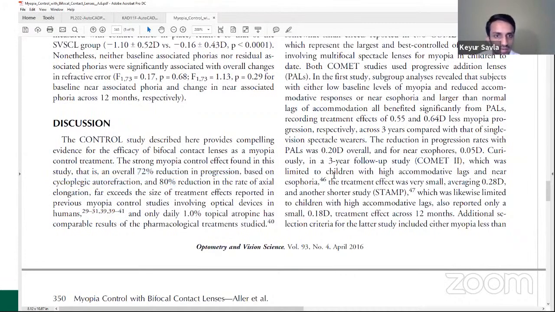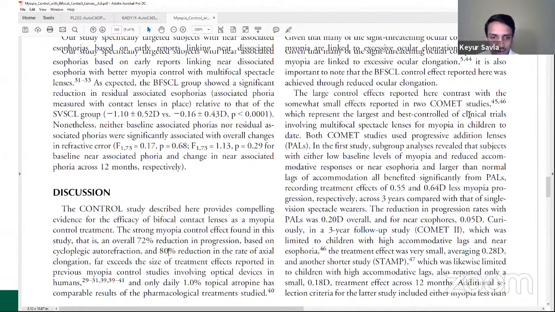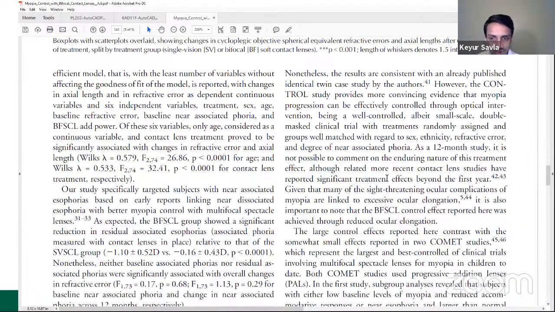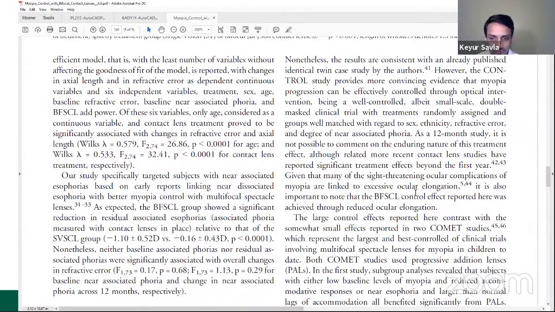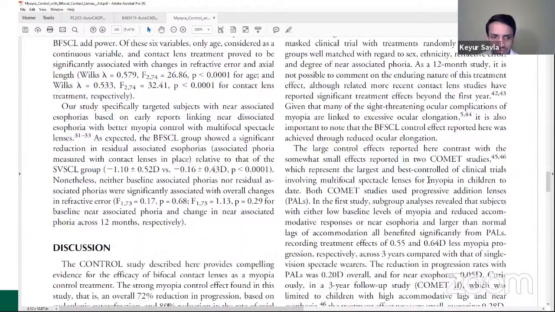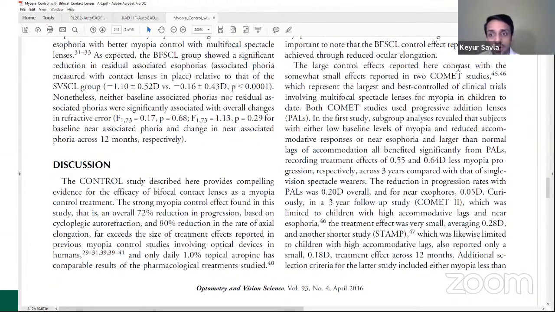We go ahead to the second side, and we are seeing that control and optical intervention treatments were randomly assigned with all of these. Okay. I don't see anything that stands out to me, so I'm just going to skip ahead. The large control effect reported here contrasts with somewhat small effects reported in two common studies. As I said, the second paragraph will be in contrast.